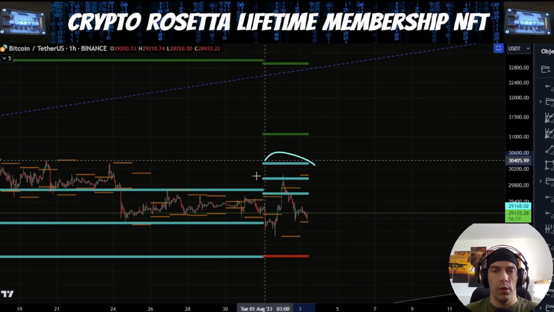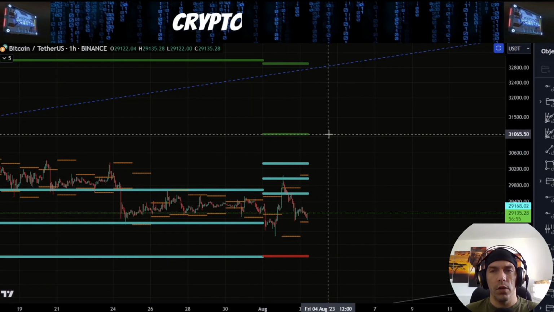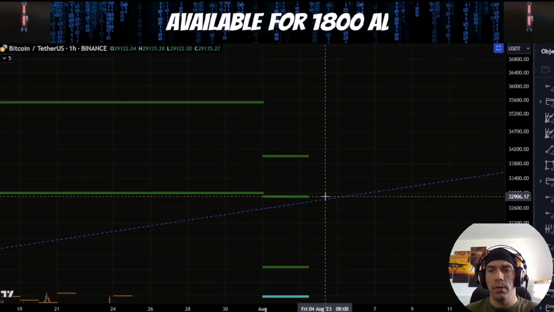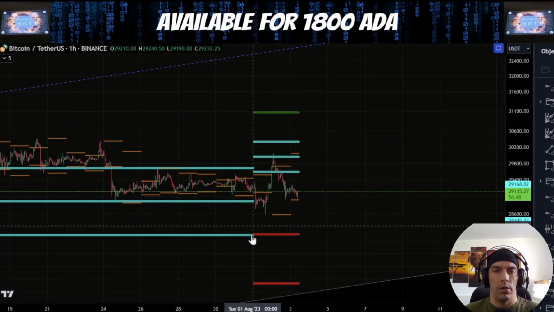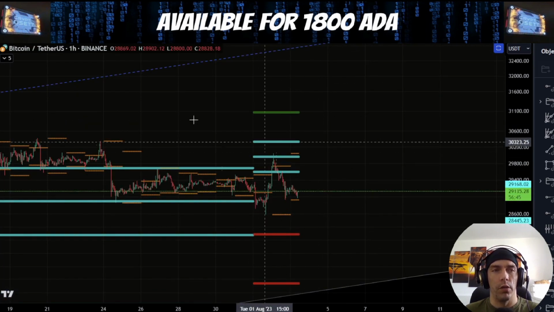Moving to the upside, if we do manage to break back above these levels, targets could be this 31,065, 32,906 and this 33,999 as possible upside targets for this month.